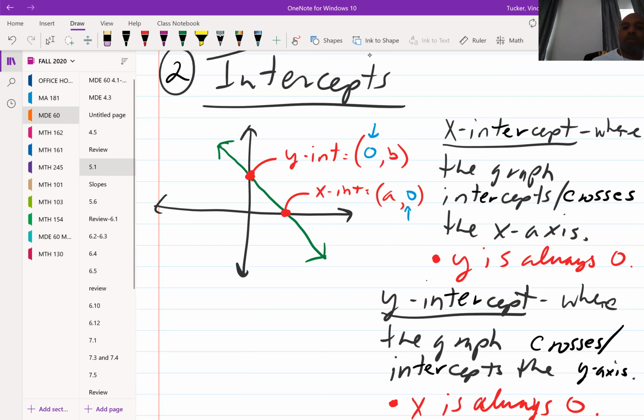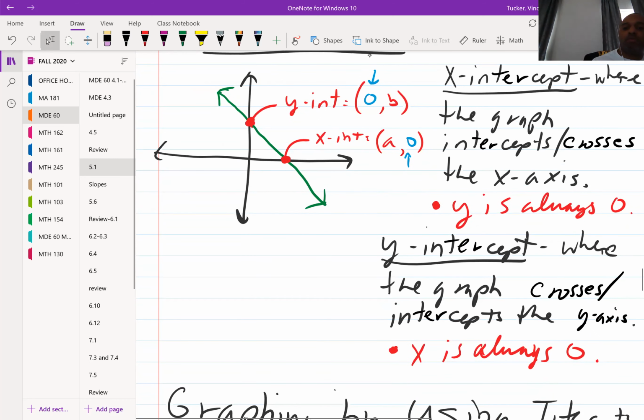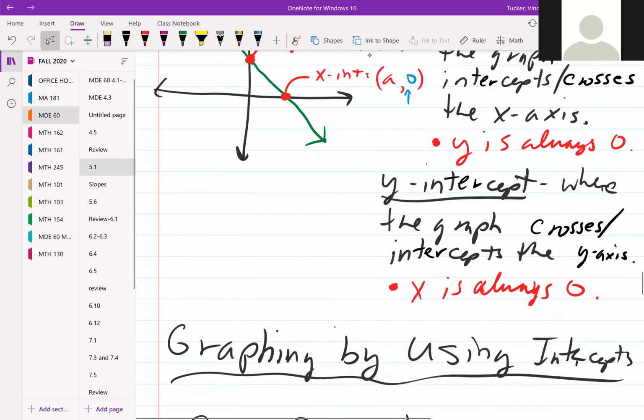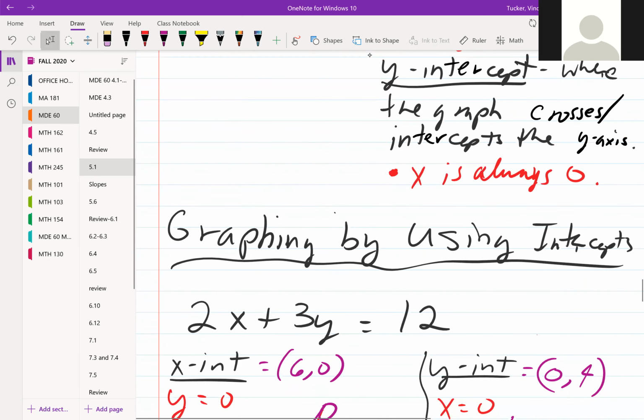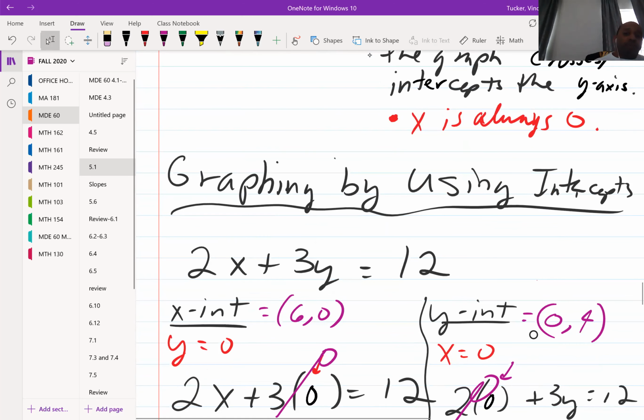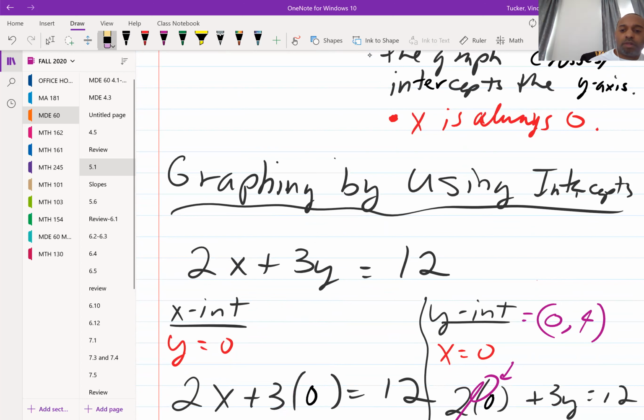All right, can I scroll up? All right, so if you want the graph by using our intercepts, let me erase some of this so we can walk through it. We'll put it back.